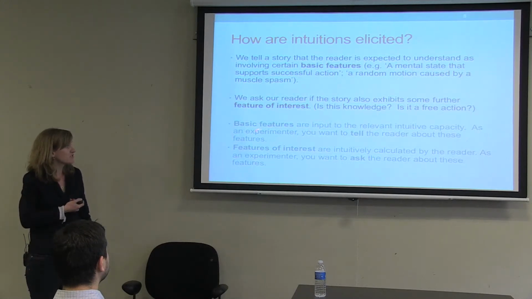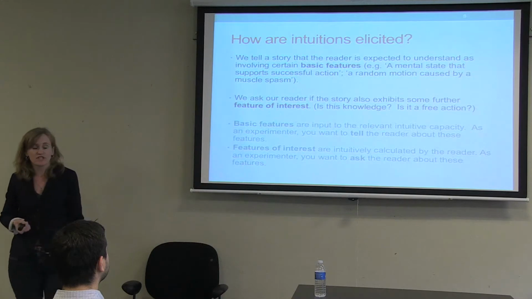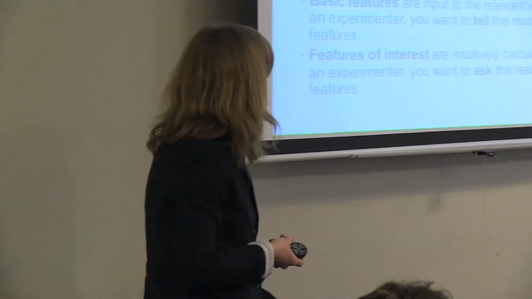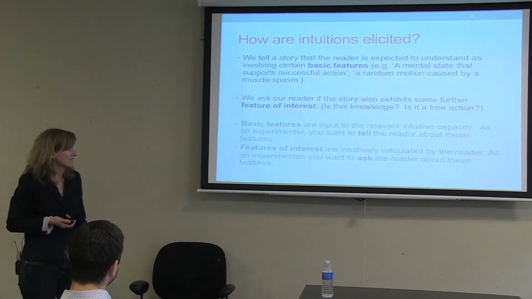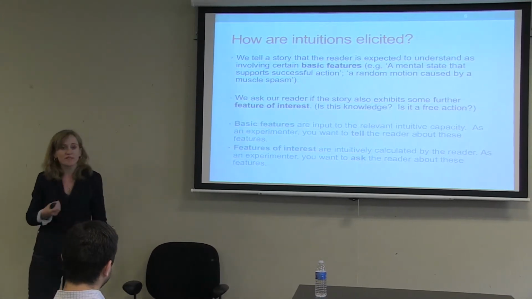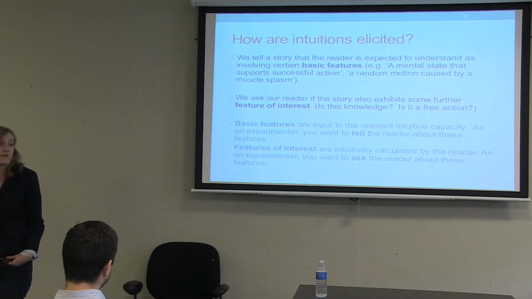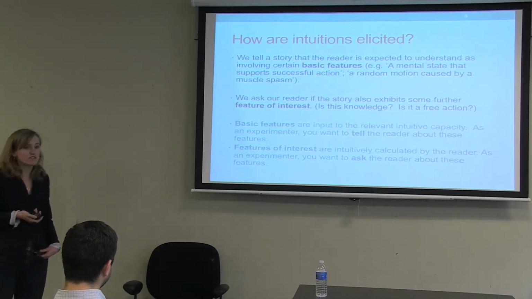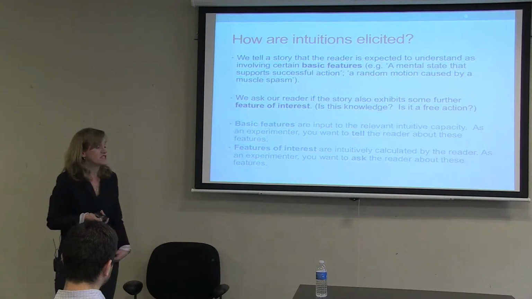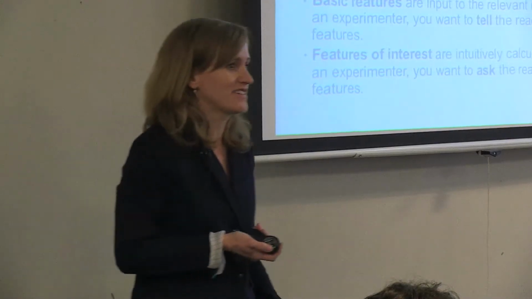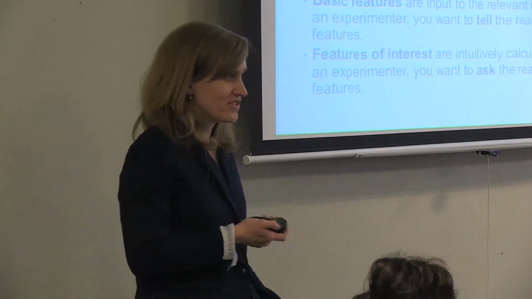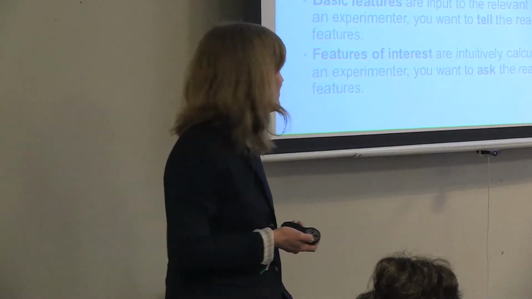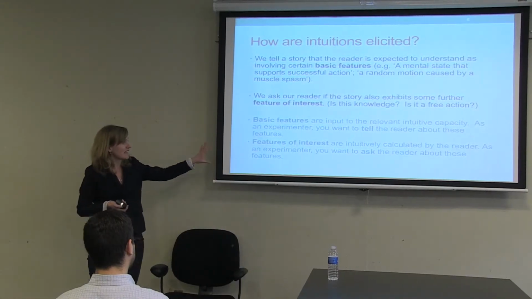And from the experimenter's perspective, you have a division between basic features, which are going to be the input to the relevant intuitive capacity that you're probing, and as an experimenter, you want to be telling the reader about those features. And features of interest, which are going to be the features that are intuitively calculated by the reader, and as an experimenter, you want to be asking the reader about those features. You don't want your story, of course, to explicitly stipulate that this is a free action, or there's no engagement of the relevant intuitive capacity here. So this looks really simple.